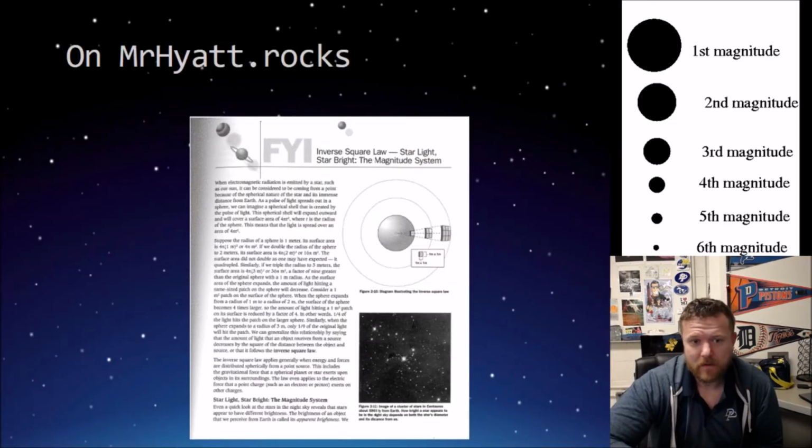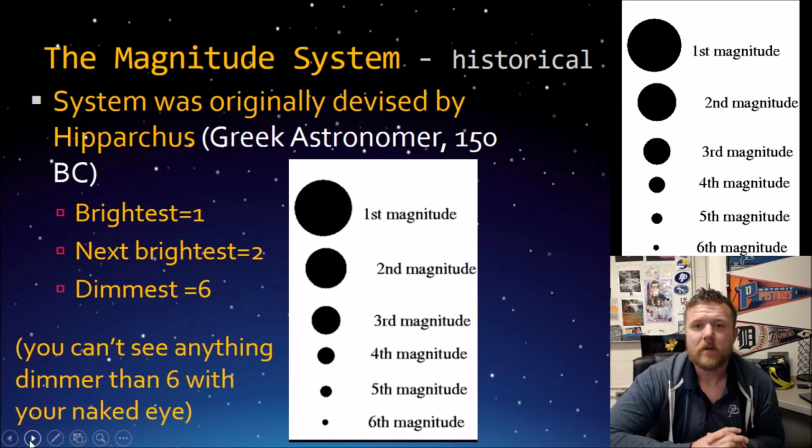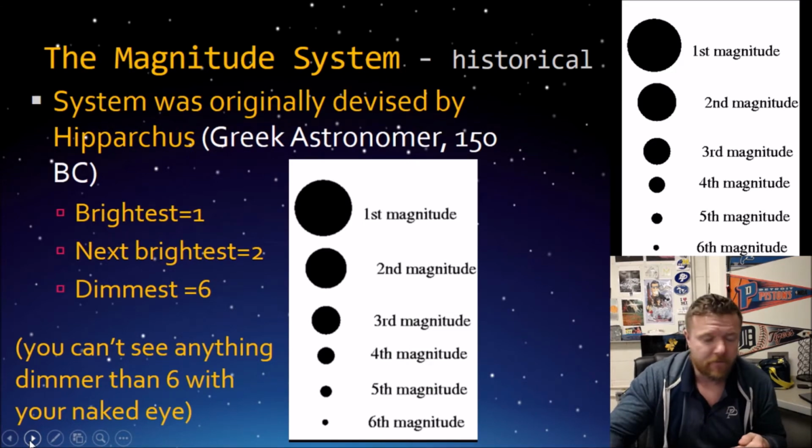This was after bell work, and I want to make sure that you guys have read it. This does a much better job of explaining than I just did. All right, the magnitude system. Magnitude is another word for brightness. Whenever you hear the word magnitude, that means brightness.